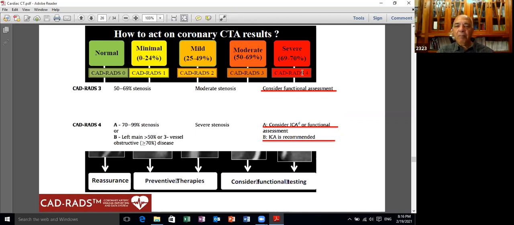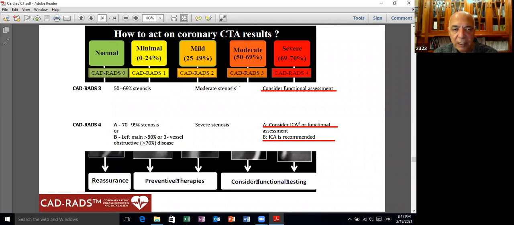If you go above 70%, then you either consider a functional test or you go directly to invasive coronary arteriography. If you are having a picture from CT of left main or three vessel disease, then the recommendation is to go to an invasive coronary arteriography. So that's how we can use the CT in the context of the different investigative modalities which we have.